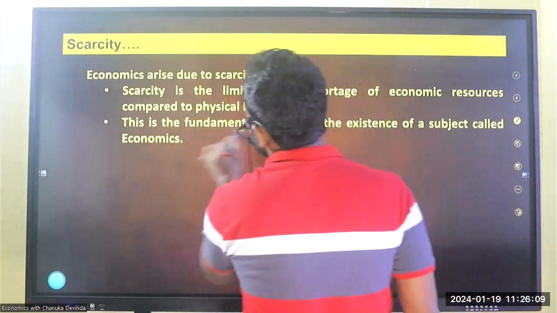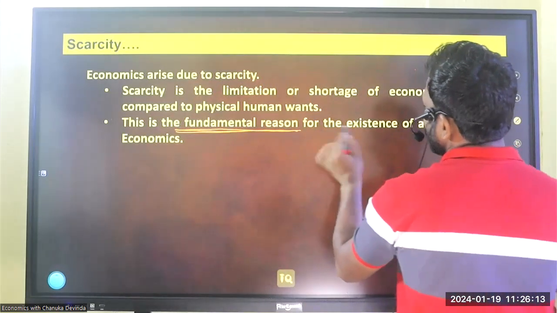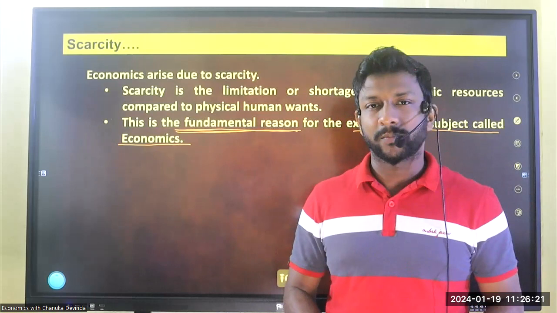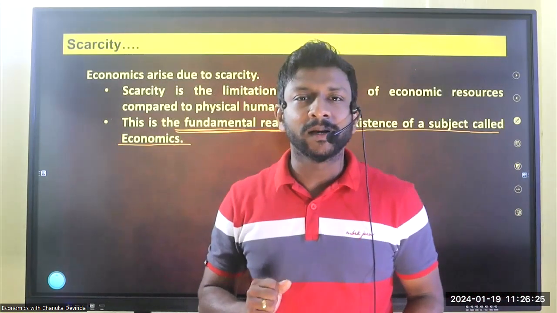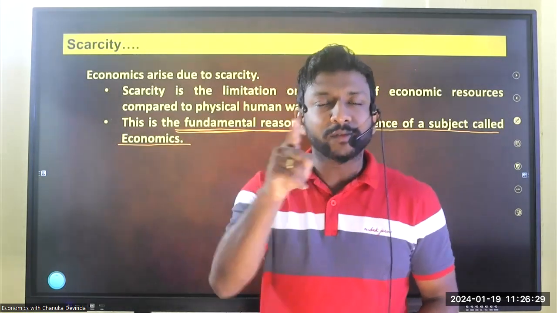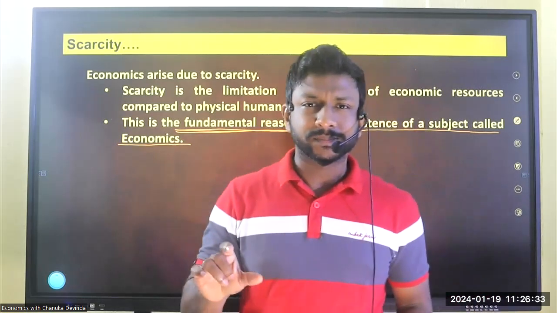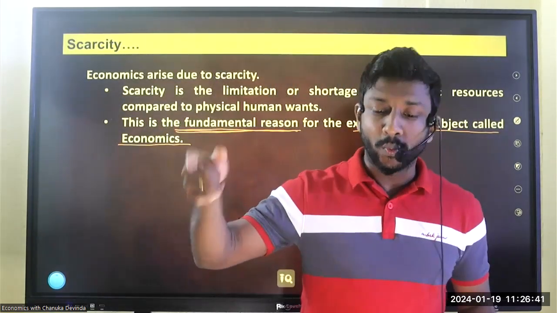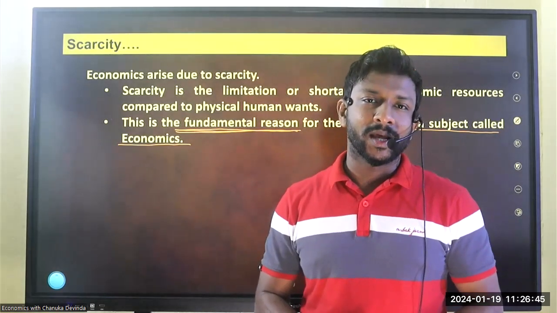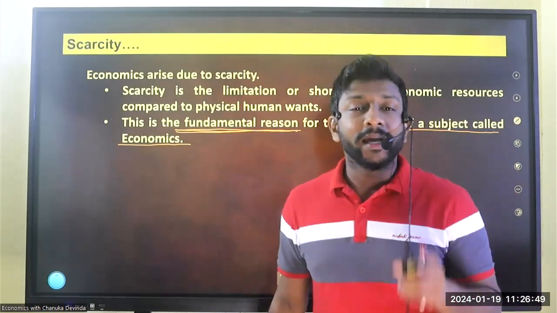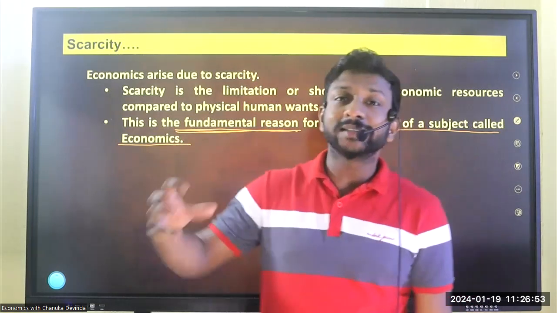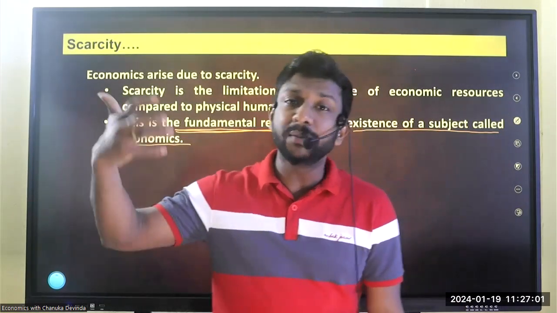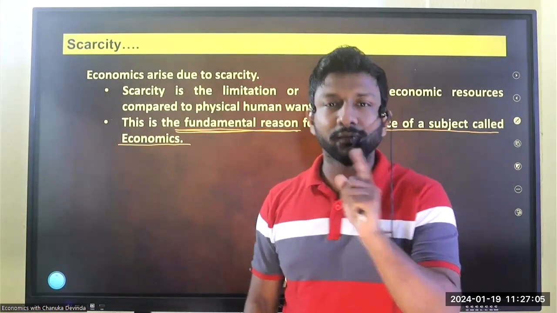This is the fundamental reason for the existence of the subject called economics. That's why there's a subject called economics, right? If there is no scarcity, there's no subject called economics. Why? What was the definition of economics? It was the study of how humans satisfy their unlimited wants with limited resources. That was the economic definition. A study of scarcity and choice, or a study of how human beings behave when satisfying their unlimited wants with limited resources. That was the definition.